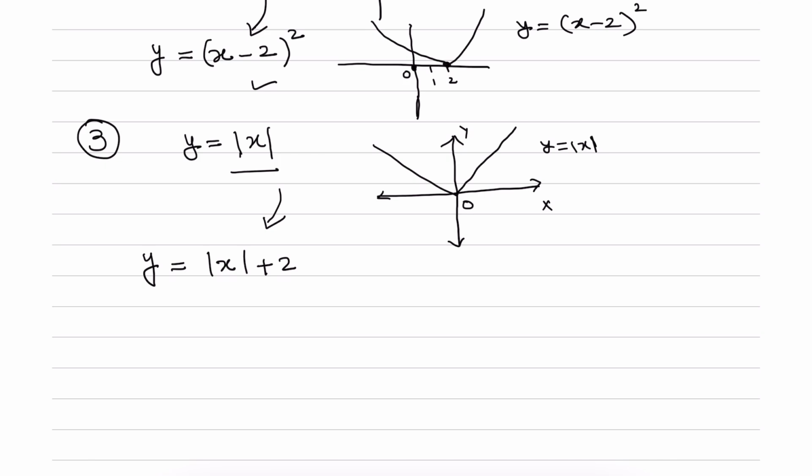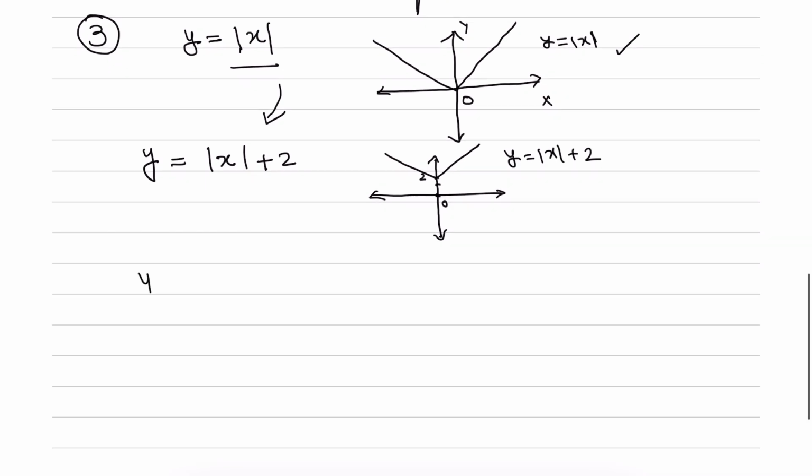Which graph are we going to shift upwards by 2 units? It is this graph. So we sketch the graph. 2 units from the origin, 2 units upward, let's say it is 2, and then the shape would be the V shape. So this is the graph of the function y equal to |x| plus 2.